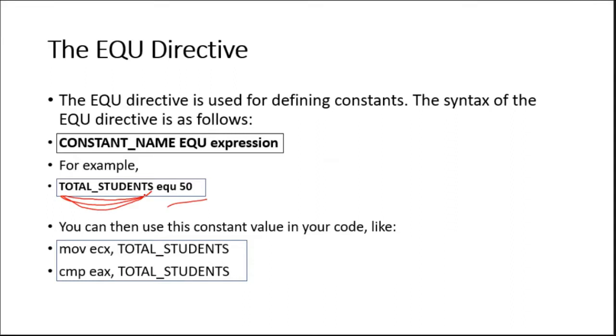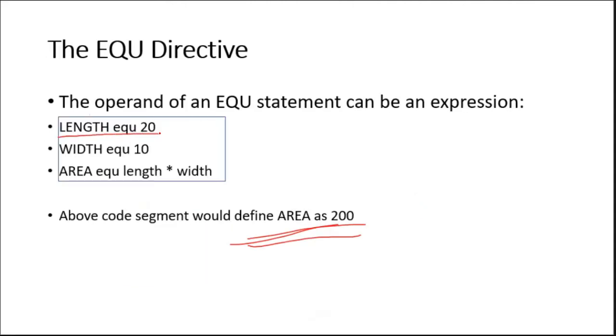Are you guys following? Because they're constant. So you cannot redefine this along in the program. You just use the constant and that's it. Another interesting thing is that you can use the EQU to even work out some mathematics, to work out the area of a square and so on and so forth. Right? You do length EQU 20, width EQU 10, then you do area EQU length times width.